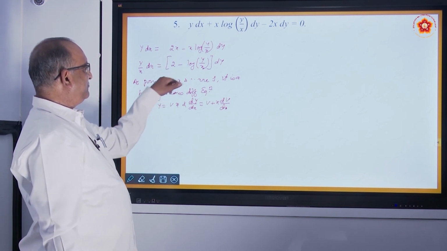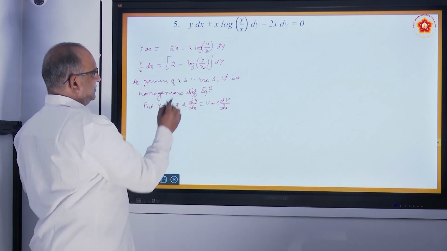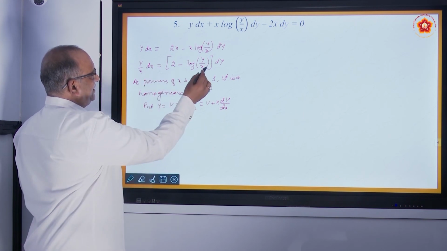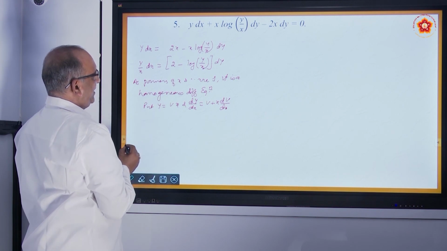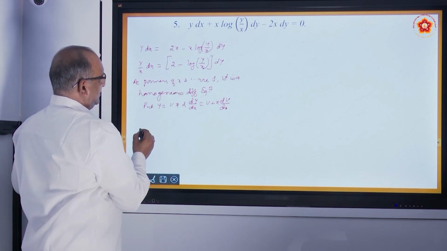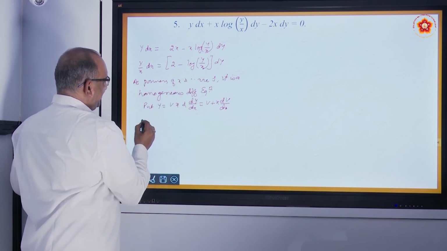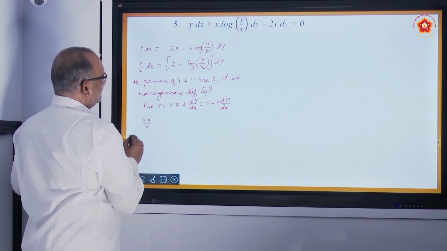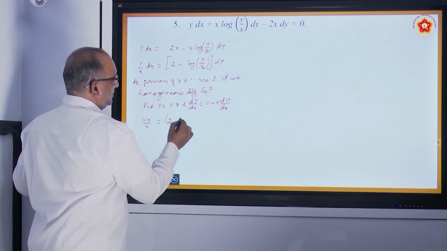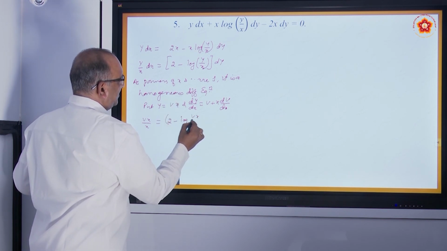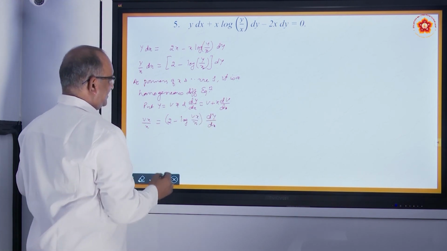In fact, you should write one more step before we do that. What is that particular step you should do? Get dy by dx. So, what will be dy by dx? This term will come as denominator, or take dx that side. So, y is nothing but vx by x equal to 2 minus log vx by x into dy by dx. Simplify and then write it.